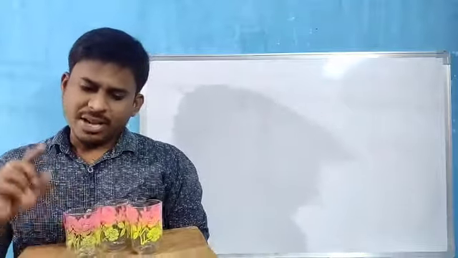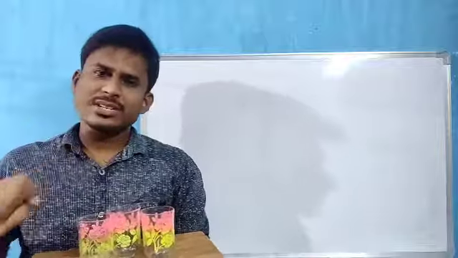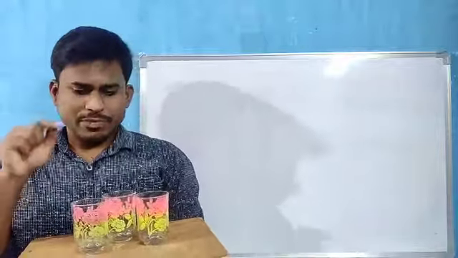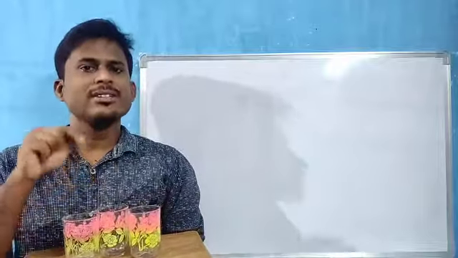So, children, I have 3 glasses here. See, children, 1, 2, 3. 3 glasses I am having here. And in each glass, how many pens are there, children? Do you find any pen here? No pens. So, 0 pen here, 0 pen here, 0 pen here.